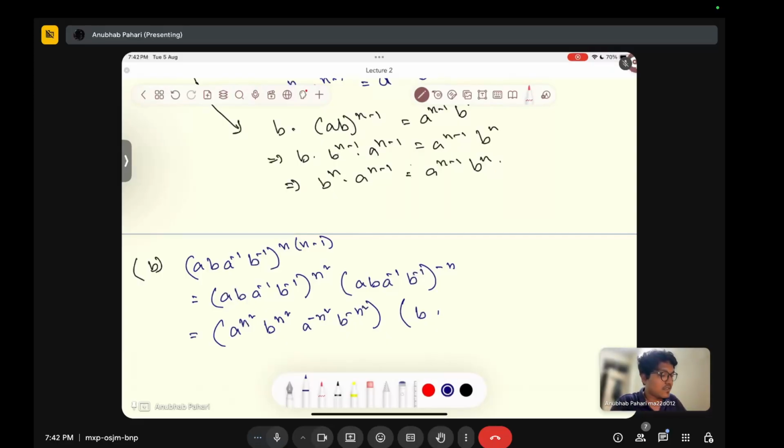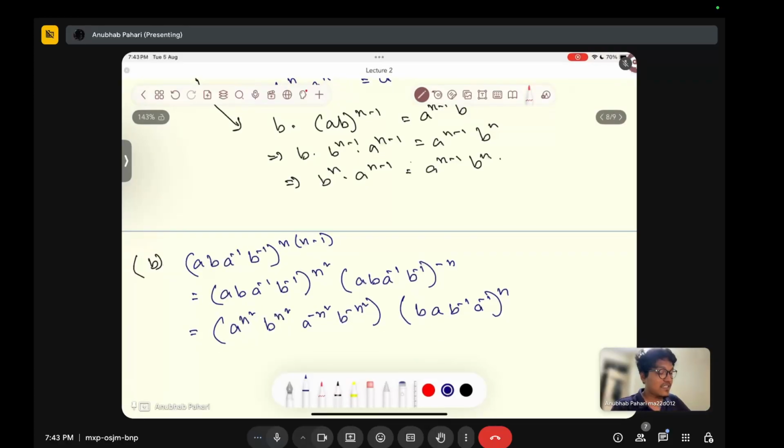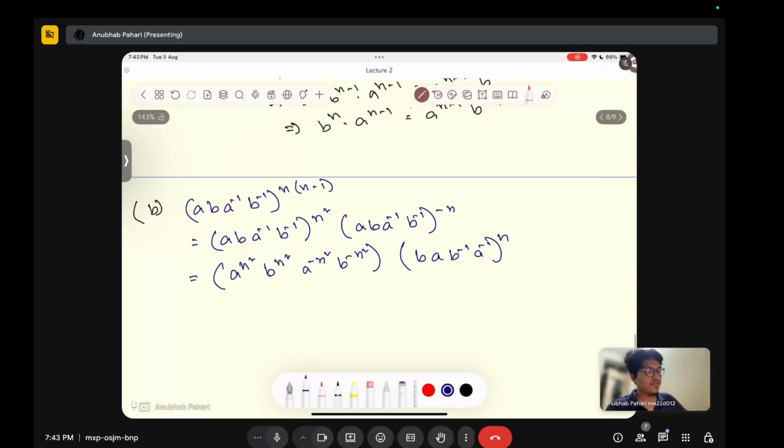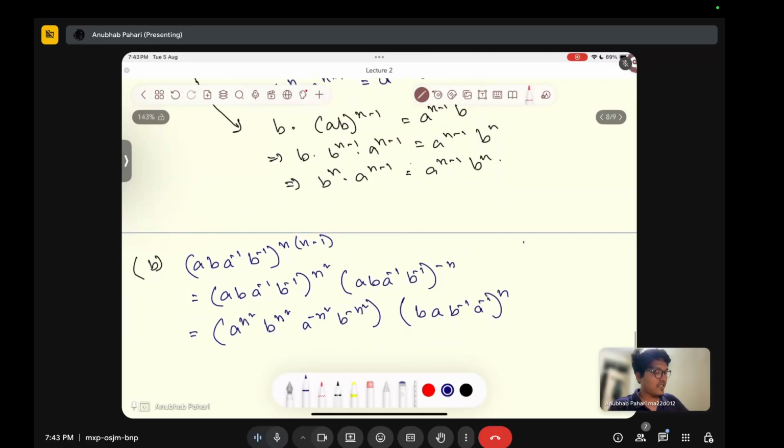Sir, you have used that (A B A inverse B inverse) to the power n square is A to the power n square B to the power n square. This is also not proved. We only know about n, but not about n square. Yeah, you are right. Okay, let us do this for two parts, that (ab)^(n square) should be a^(n square) b^(n square). Then we will come back to this.